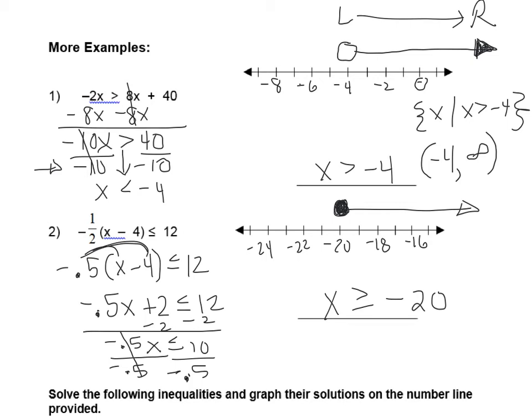In set notation, x such that x is greater than or equal to negative 20. In interval notation, you would put a square bracket next to the negative 20 because we're including it in our answer. And the arrow indicates we go all the way to positive infinity. Can't put a square bracket next to infinity. You'll never get there.